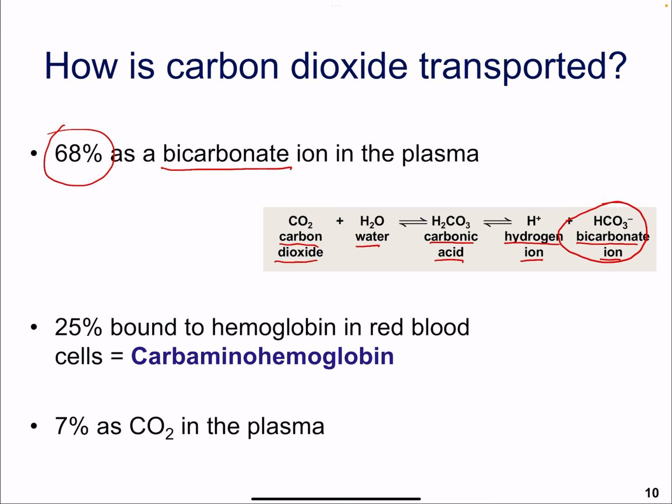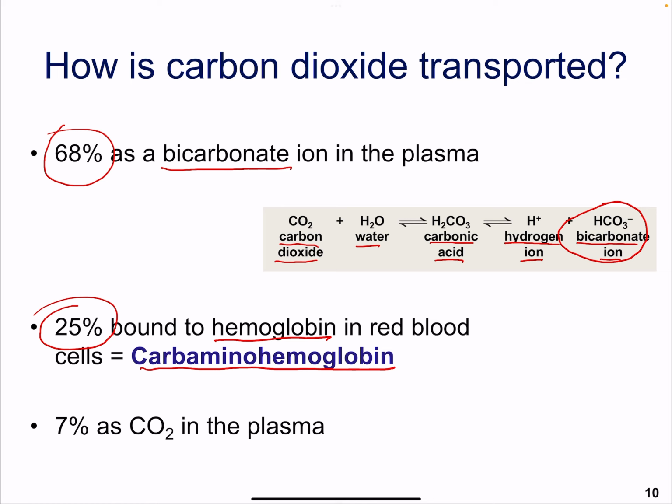Then you have another form of carbon dioxide in the blood that is actually attached to hemoglobin. And remember, hemoglobin doesn't only attach to oxygen, it also attaches to carbon dioxide. In which case, that hemoglobin that is attached to carbon dioxide is called carbaminohemoglobin. That carbaminohemoglobin represents about 25% of all the carbon dioxide in the blood.